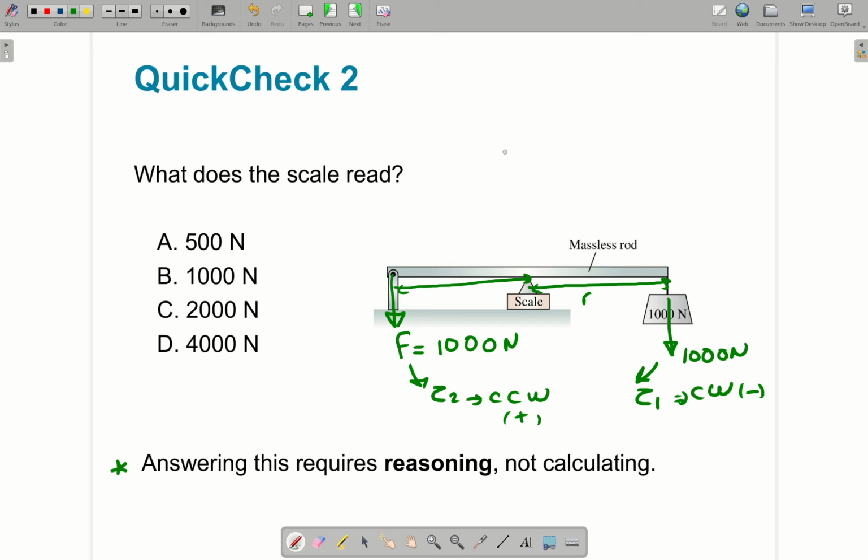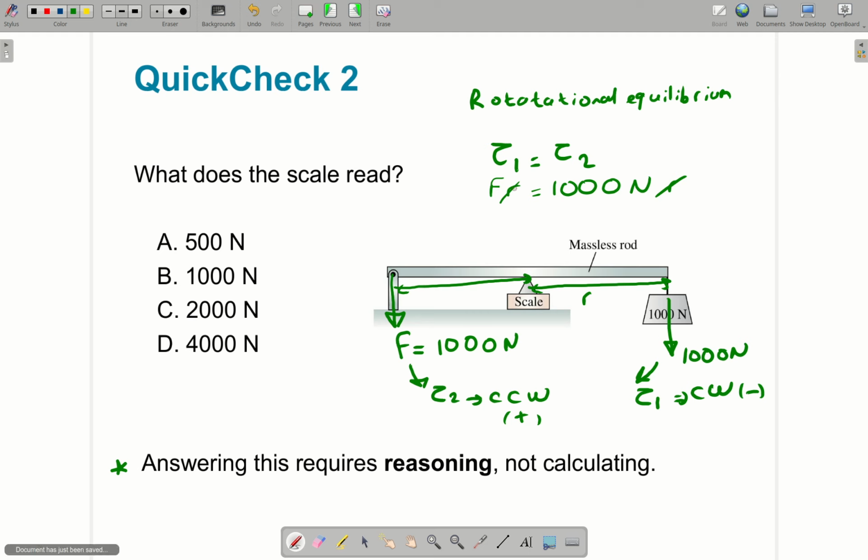Then when I apply clockwise torques are equal to counterclockwise torques, I say these two torques are equal because I have rotational equilibrium, right? How do I know there's no rotation? That's why. Alright, and when I apply F times R is equal to 1,000 Newton times R, the R's cancel. Again, I can give them a value here, but they will cancel anyway. F should be 1,000 Newton.